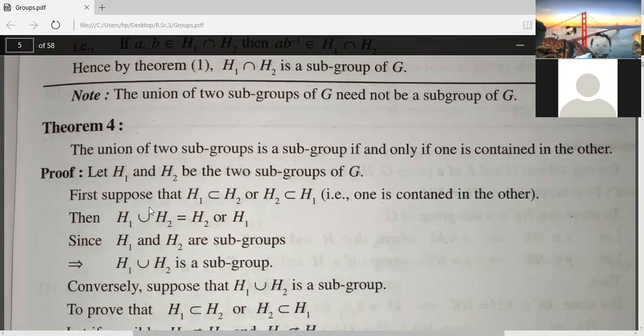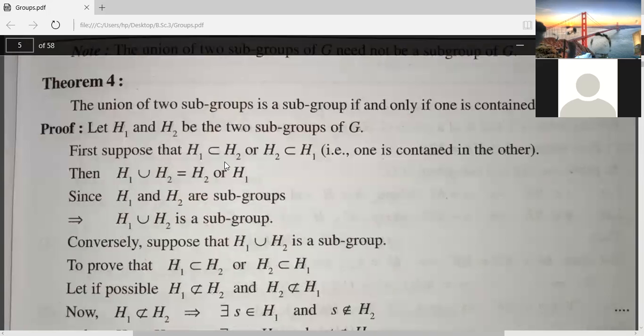Now, since H1 and H2 are subgroups, as we already assumed, the union H1 union H2 equals H2 or H1, and both are subgroups. Therefore, H1 union H2 is a subgroup.